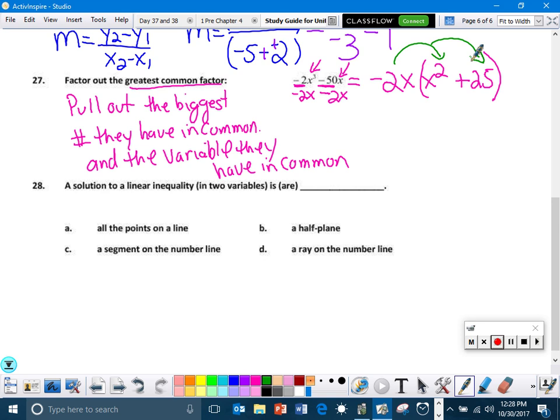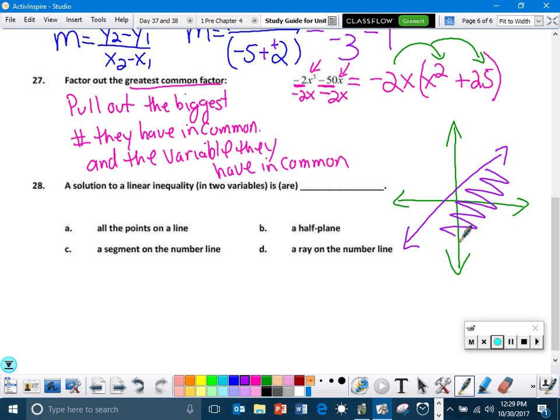Okay, last one. A solution to a linear inequality in 2 variables is or are what? So, is it all the points on a line? Is it a half plane, a segment on the number line, or a ray? Okay, well, here's a visual of it. So here's the coordinate plane. If I graph a linear inequality, you might have a line like this. So I graph the line, and then because it's an inequality, you would shade it. So like I might shade this part if I shade below the line.